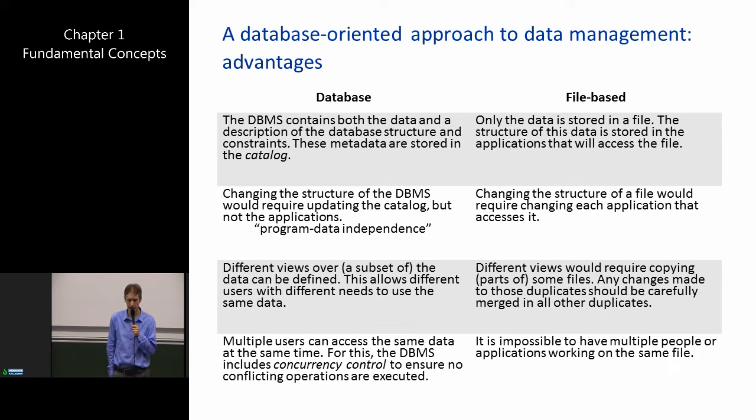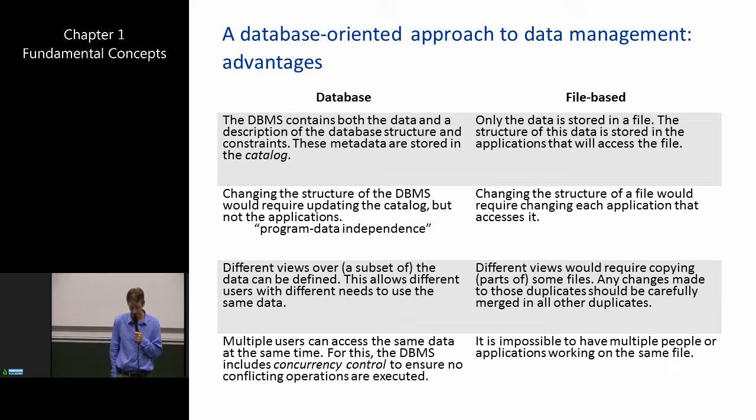We don't have a catalog in a file-based approach. In a file-based approach, only the data is stored in a file, and the data definitions are being stored in the applications that will access the file. So that means that you have a lot of duplication of data on the one hand, but a lot of duplication of data definitions on the other hand as well.